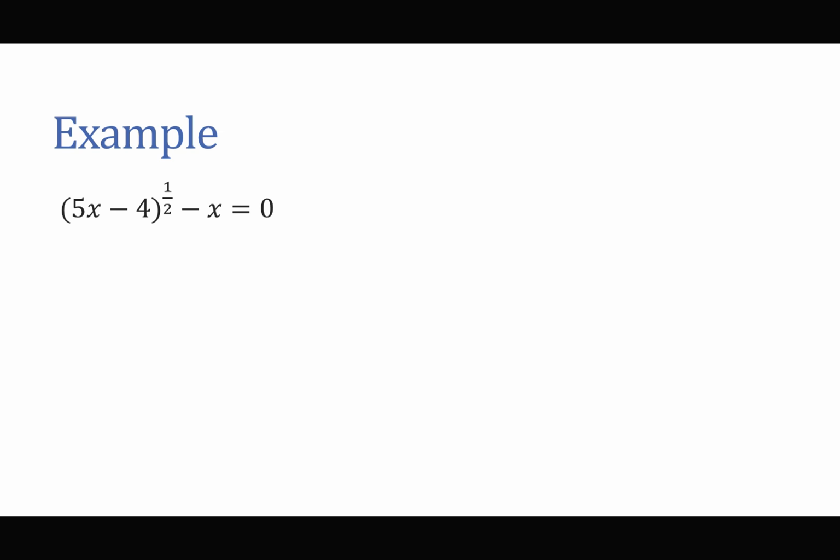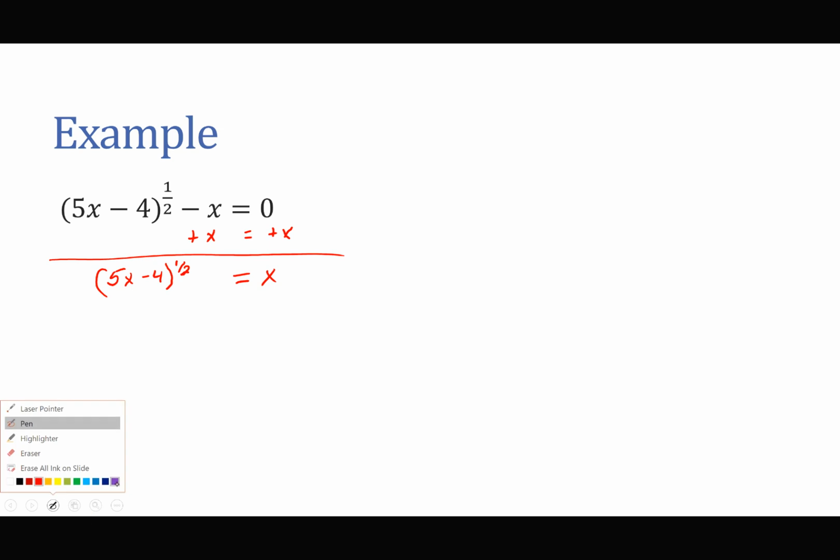I want to isolate that radical or isolate the rational exponent. So if I add x to both sides, all I'm going to end up with is x on the right, and then 5x minus 4 raised to the 1/2 power on the left. To undo that 1/2 power, I'm going to square both sides. So now this becomes x squared on the right, and all I'm left with on the left is 5x minus 4 equals x squared.